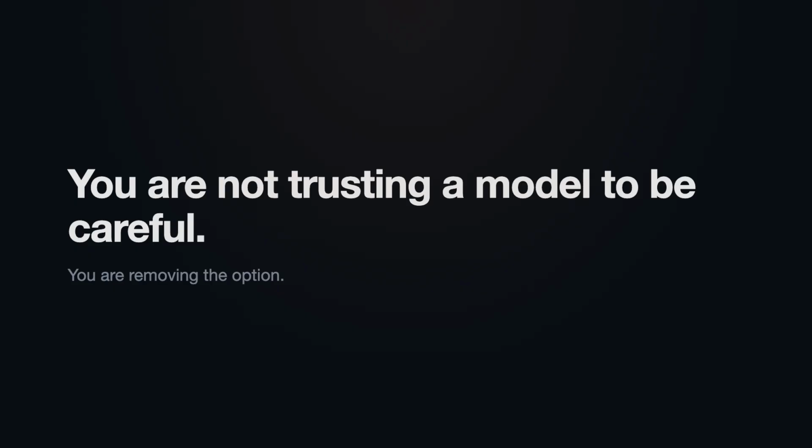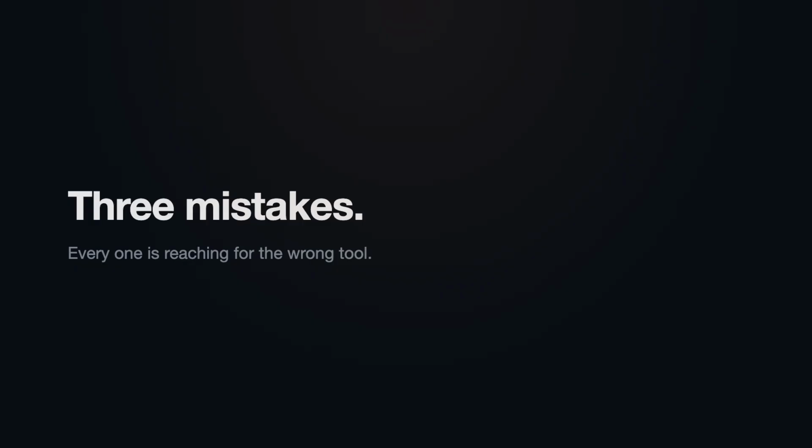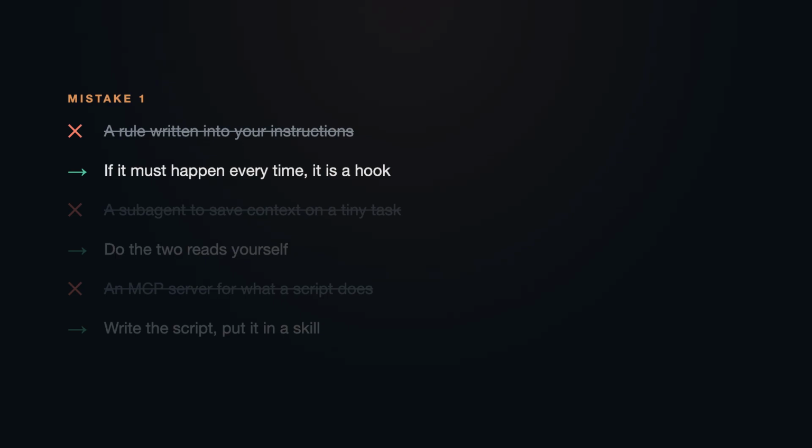Before the summary, the 3 mistakes I see most. Every one of them is reaching for the wrong tool. First, writing a rule into your instructions and hoping it sticks. Always run the tests. Never commit secrets. Always format before you finish. If it must happen every time, that is not an instruction. That is a hook.